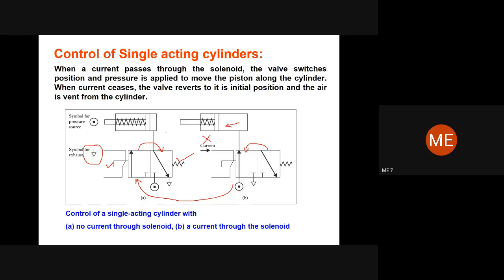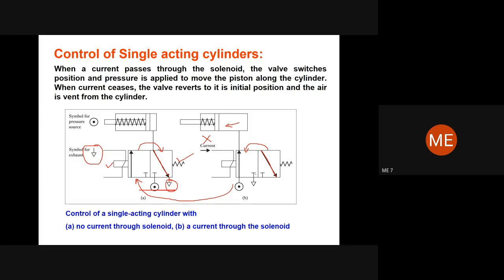At that moment, the spring pushes it back, and the movement is from this point to this point, as shown here. Where are you sending the oil? You are sending it to the atmosphere. This is the symbol for exhaust. You are venting to the atmosphere; we use the phrase vent to the atmosphere.